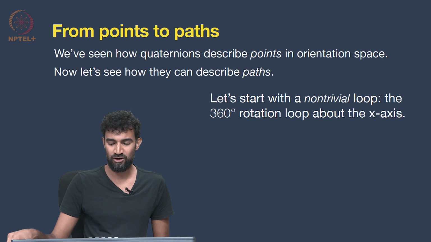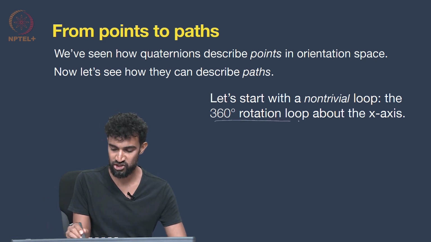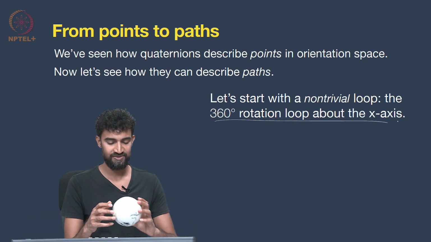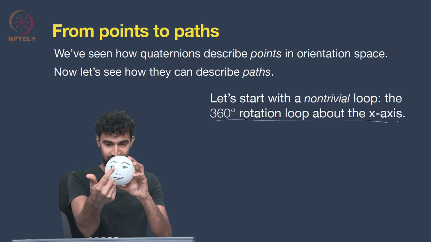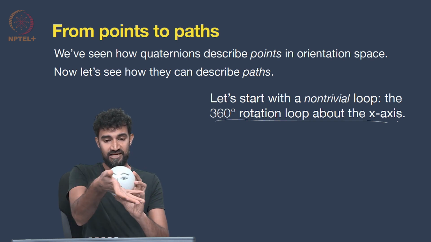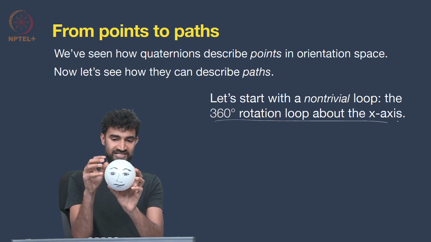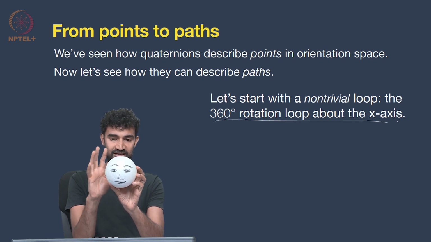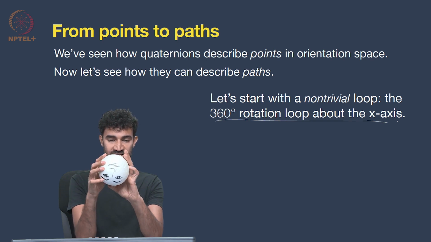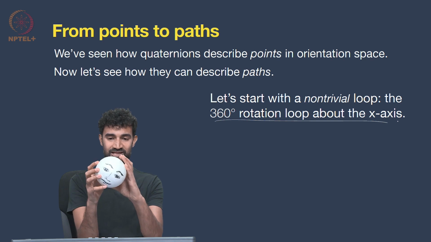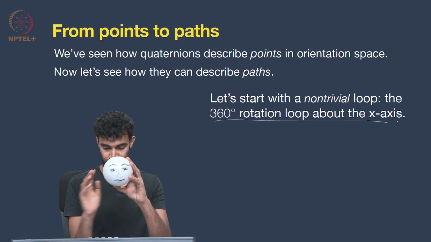So to begin with, let's start with a simple non-trivial loop, namely the 360-degree rotation loop about the x-axis. So here's Bala, here's my x-axis, and he's going to be rotating in this direction. My 360-degree rotation loop is a movement sequence. It begins at this base orientation. He starts rotating, rotating, rotating, and he's back to the base. That's my 360-degree rotation loop.